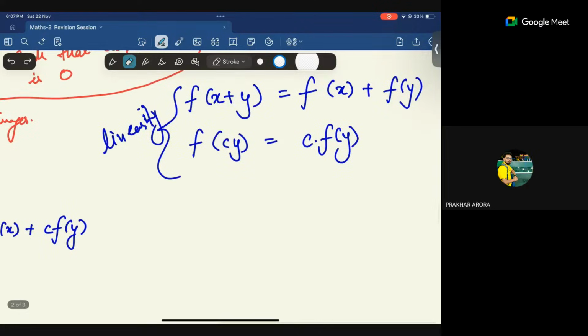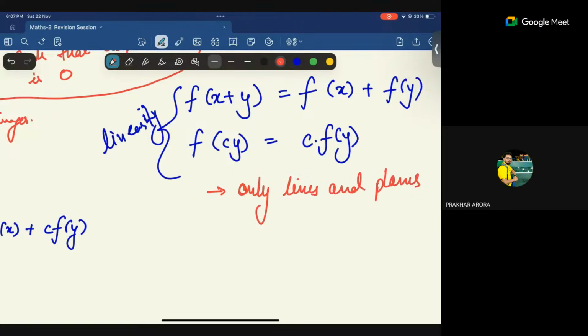So what will happen in the exam? Now I told you why this is linearity. I will not talk about the great implications of linearity. I will just tell you one thing, that only lines and planes obey this.